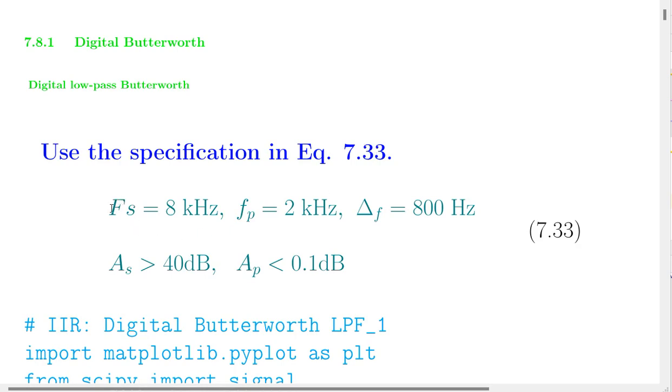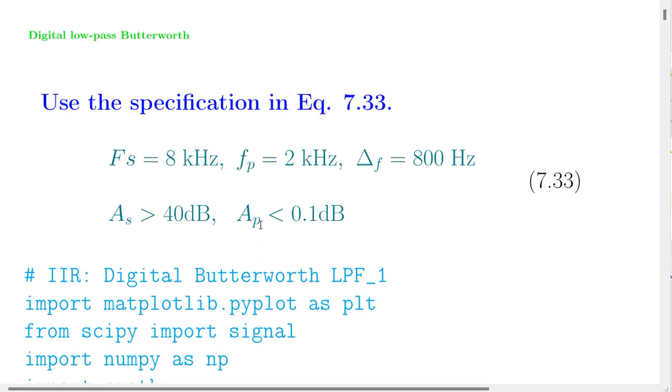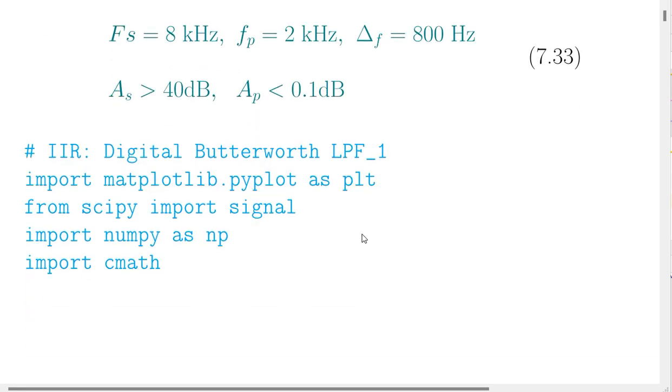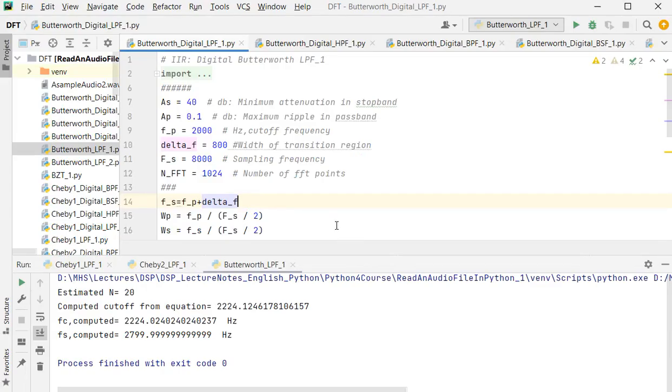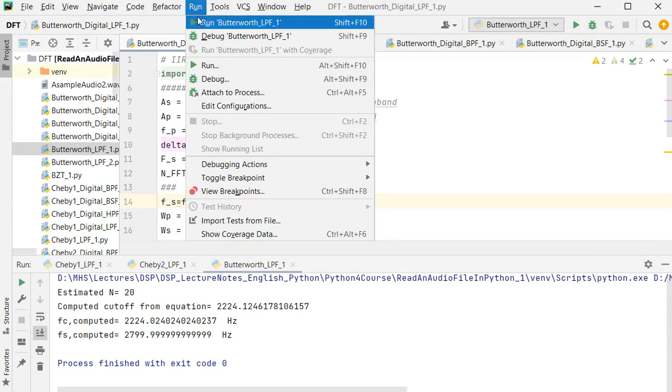Sampling frequency 8 kHz, passband frequency 2 kHz, delta F 800 Hz, attenuation in stop band 40 dB, and ripple in passband 0.1 dB. Now we are going to run the program inside PyCharm. Okay.